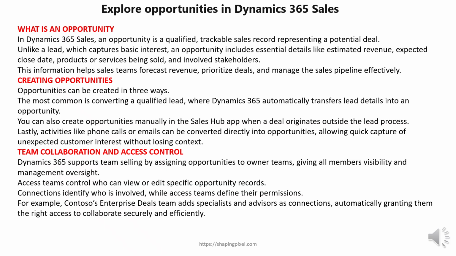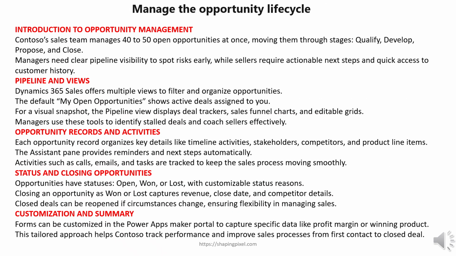securely and efficiently. Contoso's sales team manages 40 to 50 open opportunities at once, moving them through stages: qualify, develop, propose, and close. Managers need clear pipeline visibility to spot risks early, while sellers require actionable next steps and quick access to customer history.